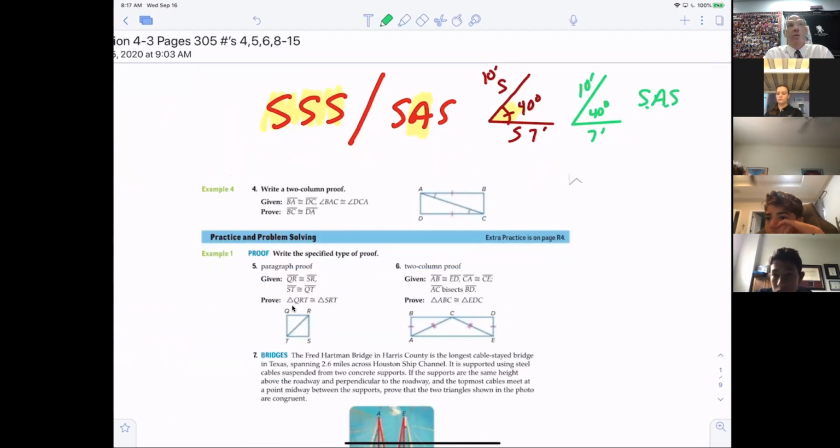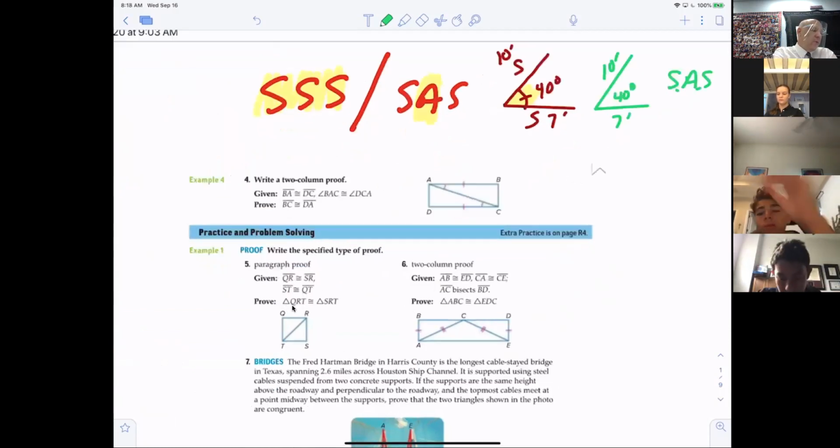All right. And again, I feel like it's very simple, but you have to do the proofs. If you don't do the proofs, it's not going to be what? It's not going to be simple. All right. So here we go. Question number 4.